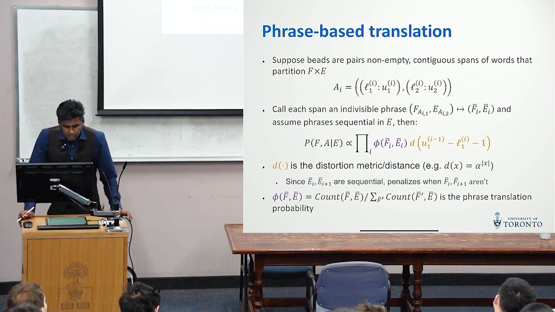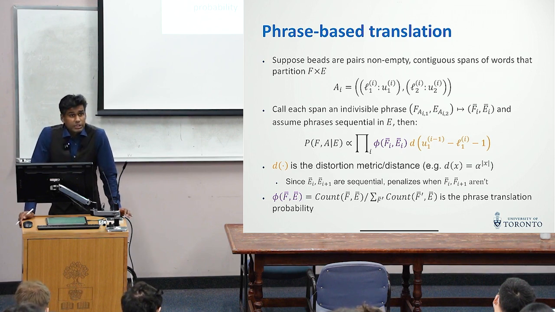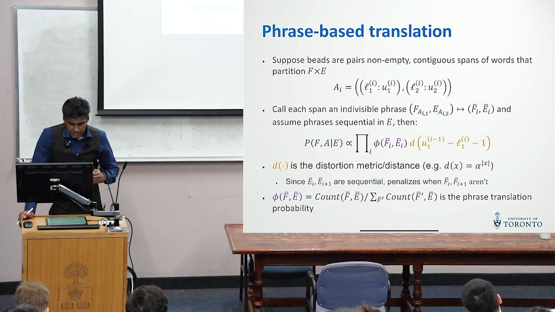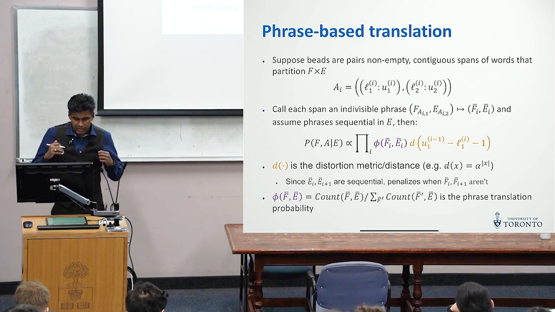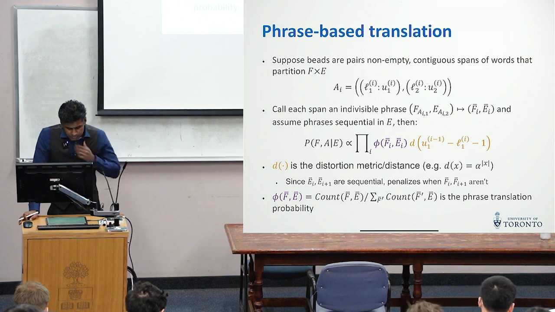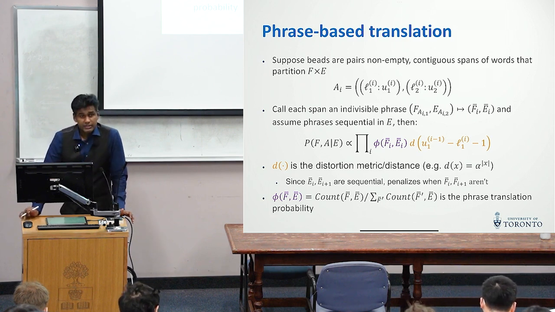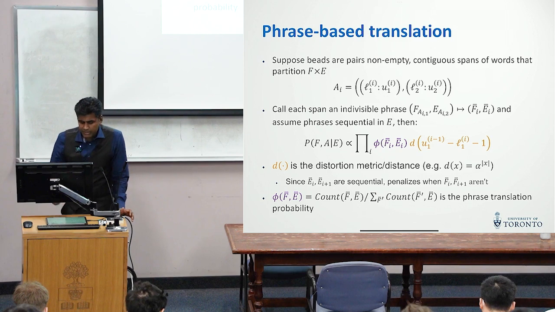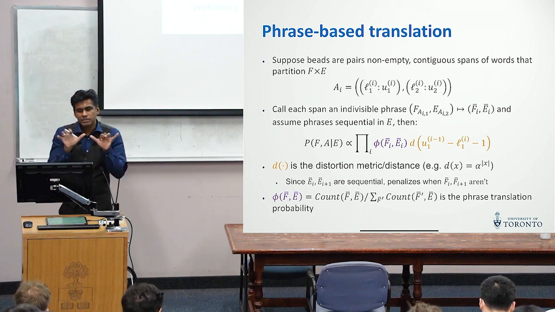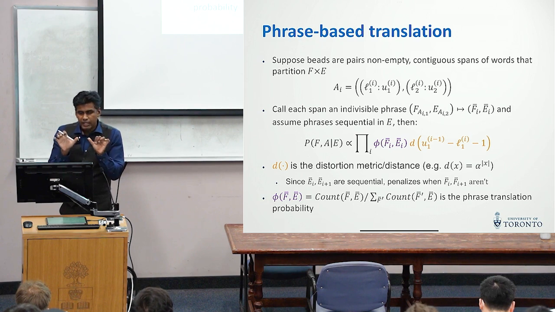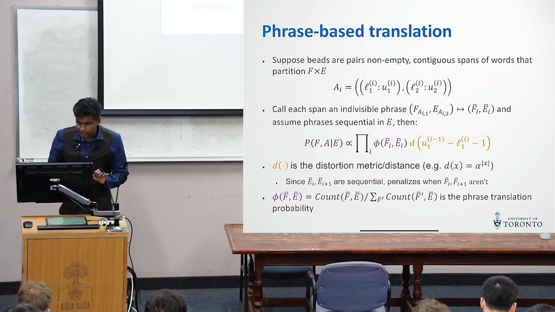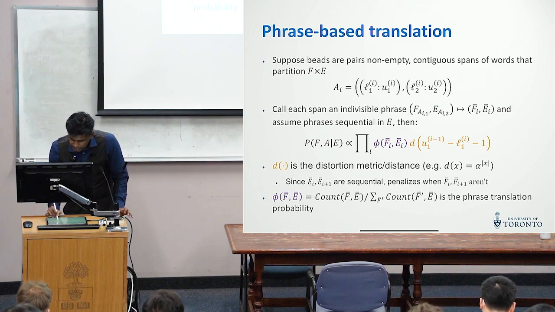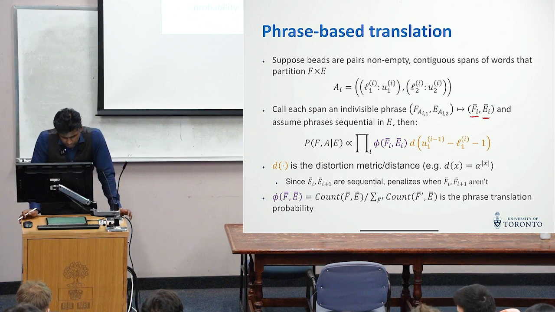So the solution to that was phrase-based translation, which uses the word alignment model, but tries to align phrases instead of words. The main idea of phrase-level translation is that now you consider the beads as non-empty contiguous spans of words that partition perfectly. We call each span an indivisible phrase, denoted by F_i bar and E_i bar over here, and assume that phrases are sequential in the target language.